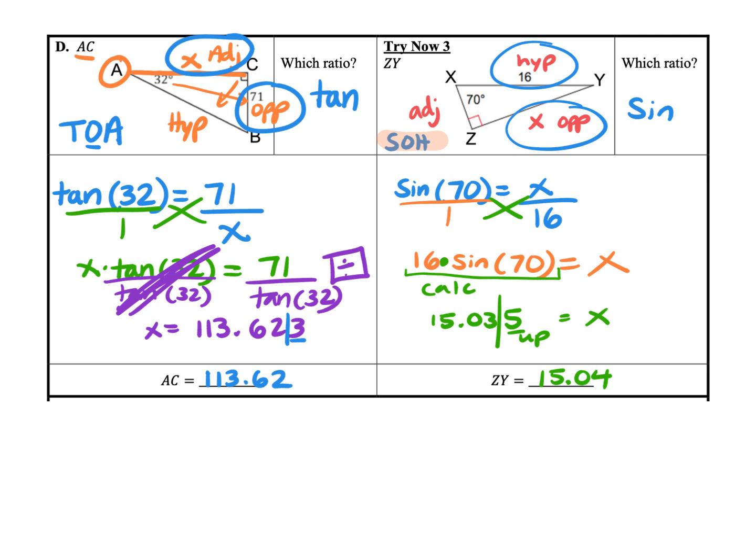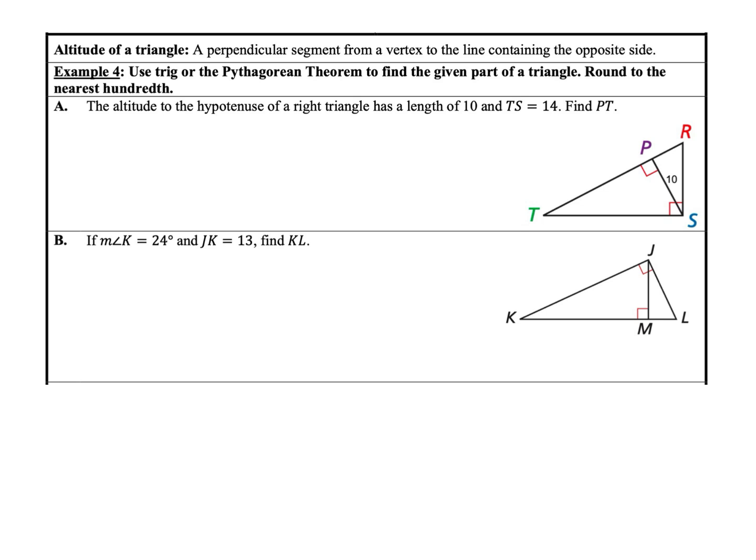All right, so that concludes this example. We have one final example, example 4, and it's going to build off of this problem, just a little bit different. In our last example, we need to know what an altitude of a triangle is. So that's a new vocab word.